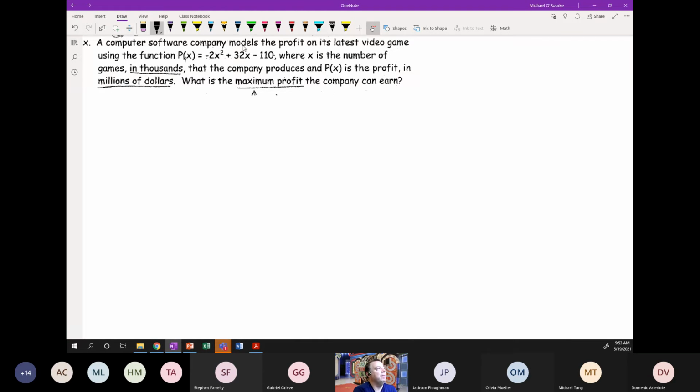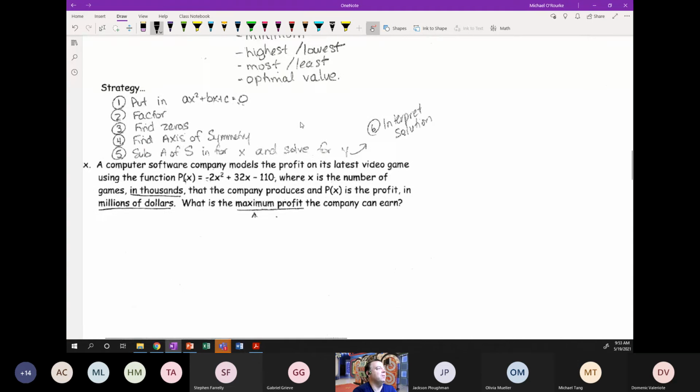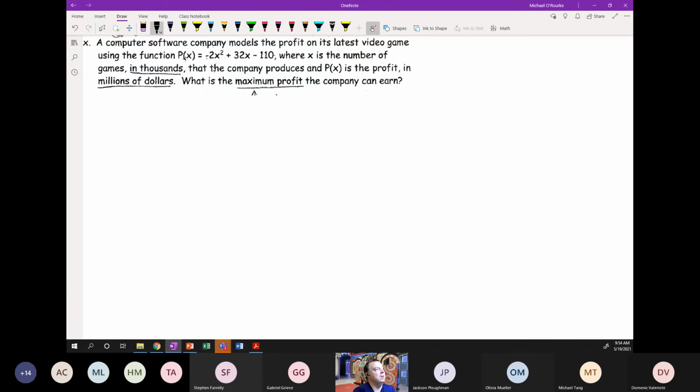So a computer company models the profits of the latest video game as the function P(x) = -2x² + 32x - 110, where x is the number of games in thousands. Oh, sorry, that last question was in thousands, wasn't it? We sell 6 boards. It makes thousands of dollars. There we go. Okay. Where x is the number of games in thousands that the company produces, and P(x) is the profit. What is the maximum profit the company can earn?